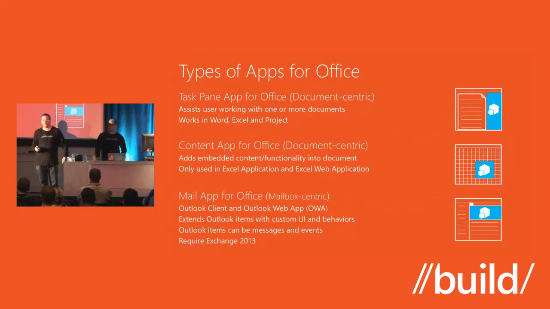Within Office, there are also three different types of shapes, but they're a little bit different. If you're familiar with VSTO, you probably built something with a task pane. So we have the equivalent of that for apps for Office. The great thing about the task pane is it's a document-centric type of app, as is the type underneath it, which is a content app. The task pane is basically a pane off the side, while the content app is something embedded right inside of Excel or the Excel web app.